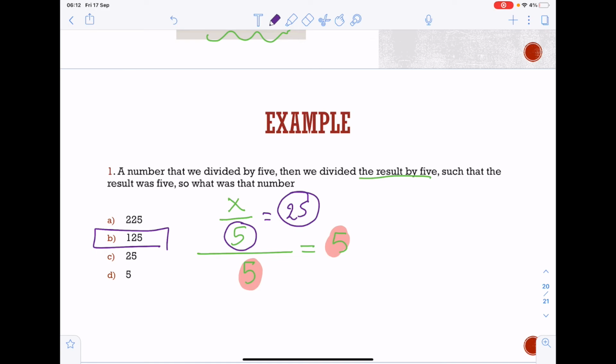Okay, another way is just to go back: instead of division you do multiplication, so 5 times 5 times 5 equals 125.